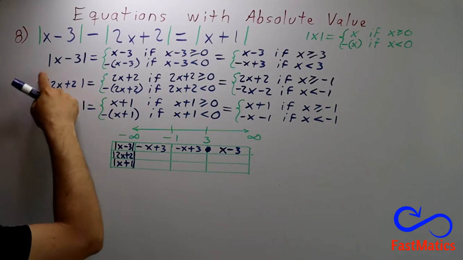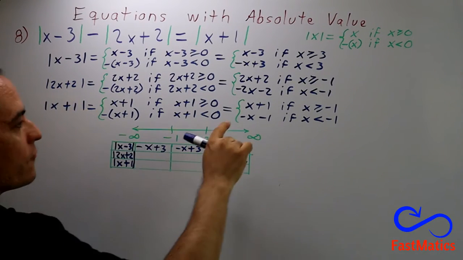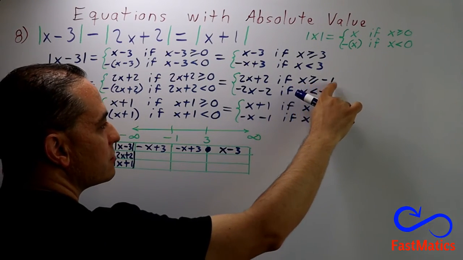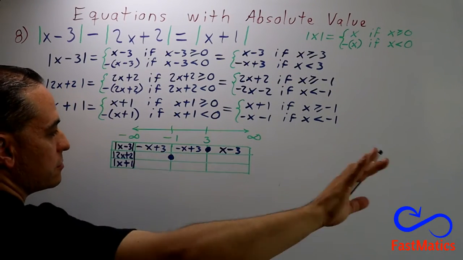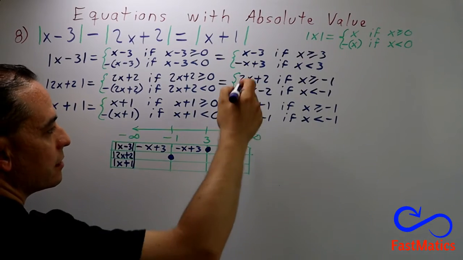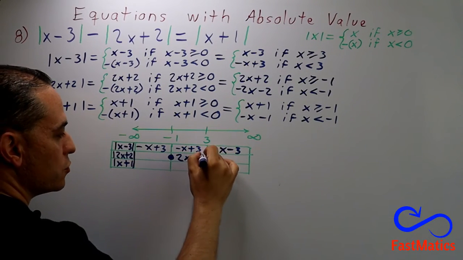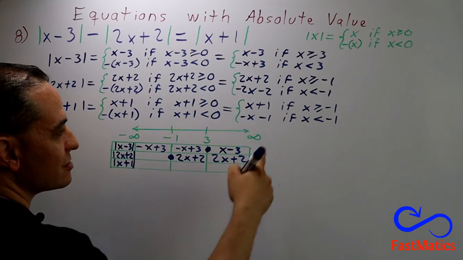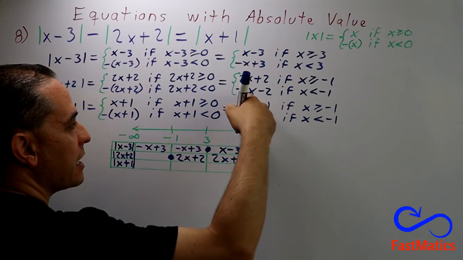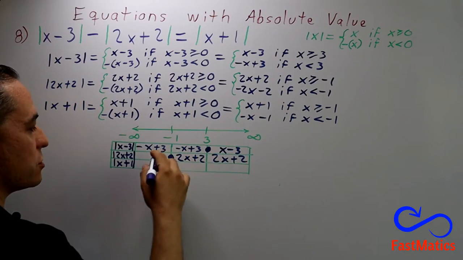Now, for the second absolute value. For numbers greater than or equal to negative 1, on the right side, we will have this expression. 2x plus 2. 2x plus 2. And for values less than negative 1, negative 2x minus 2.